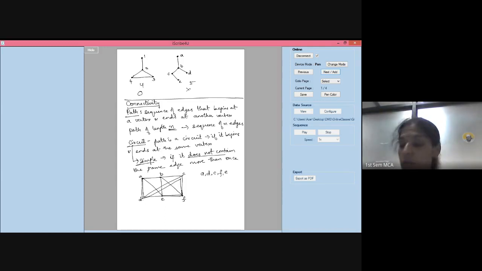How did we define a path? It is a sequence of edges. So A to D is an edge, D to C is an edge, C to F is an edge, F to E is an edge. So this is a path of length 4. Why length 4? Because you have 4 edges there: A to D, D to C, C to F, and F to E. Therefore, the length of this particular path is 4.